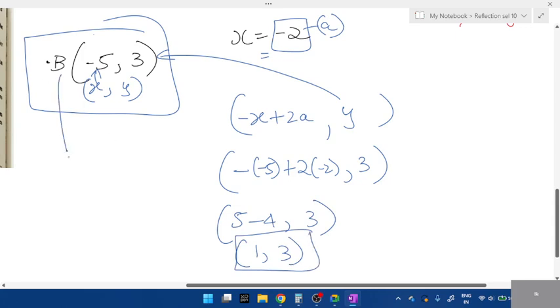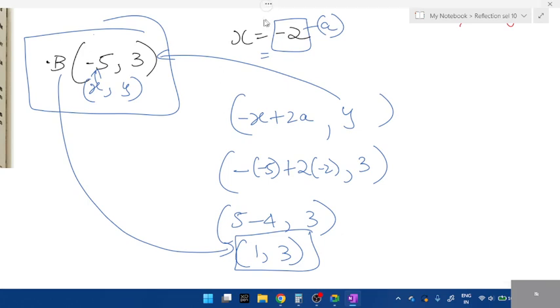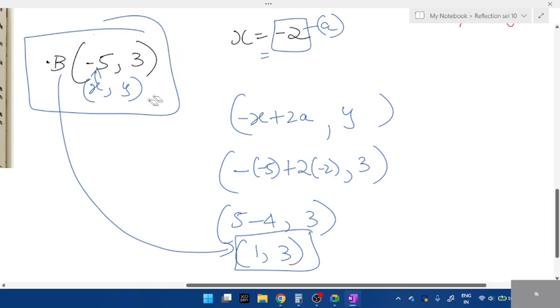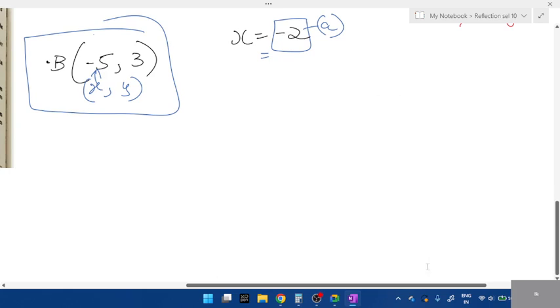So where does this image fall? This image falls at 1 comma 3. Is this calculation clear? Okay, 1 comma 3. Now let me erase. We'll check whether you get 1 comma 3.